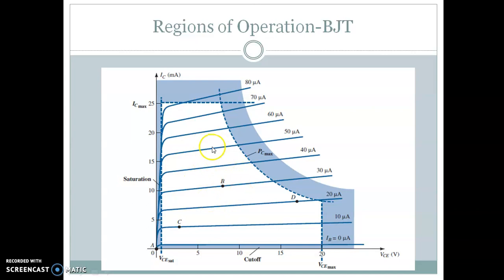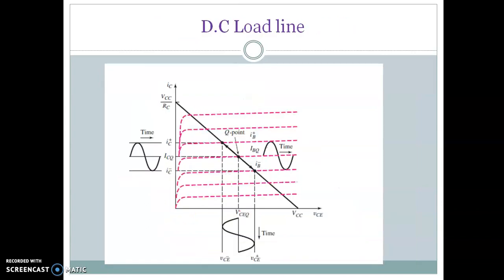So this is the active region, where an amplifier is normally operated. Cutoff and saturation we use when we operate the transistor as a switch. But to operate the transistor as an amplifier, the transistor will be operated in the active region. So what is an amplifier? An amplifier is the one which produces a faithful reproduction of the input. Therefore, if the input is sinusoidal, the output is expected to be sinusoidal.